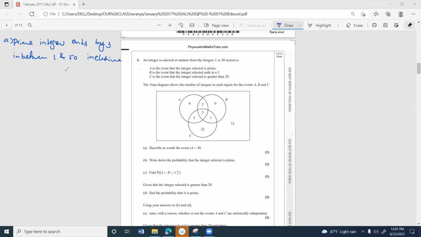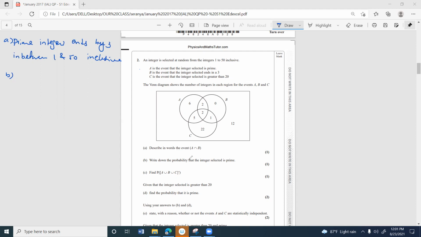If you cannot identify these terms accurately, just write that it's a prime number, that it ends with 3, and that it's between 1 and 50. If you write that, it is quite enough as the answer for this question. Right? Okay. Then write down the probability that the integer selected is prime.